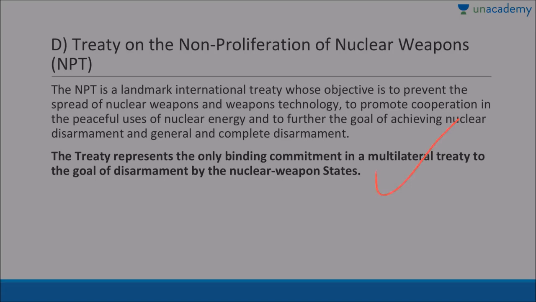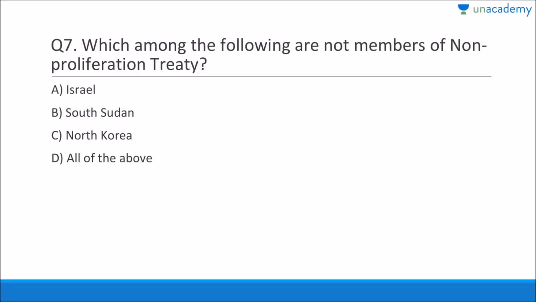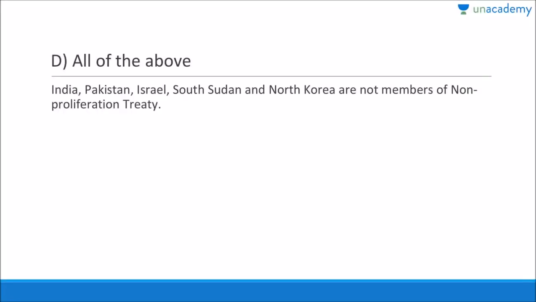Okay. Question number 7. Which among the following are not the members of NPT? Israel, definitely not a member. India, Pakistan, Israel, South Sudan, North Korea. Answer here is D, all of the above. So India, Pakistan, Israel, South Sudan, North Korea, they are not the members of the Non-Proliferation Treaty.